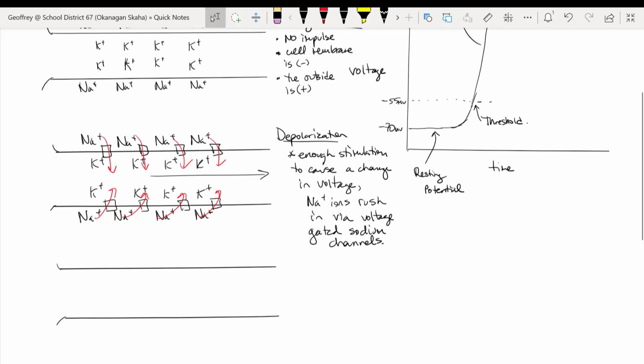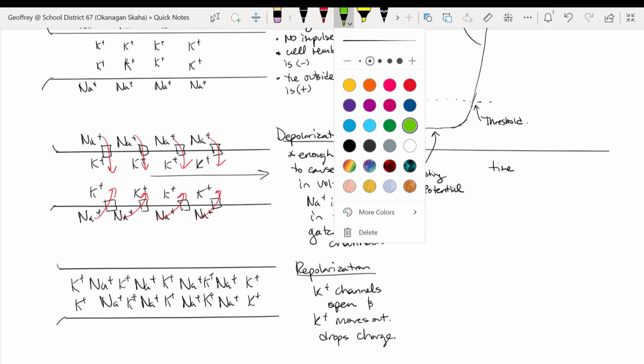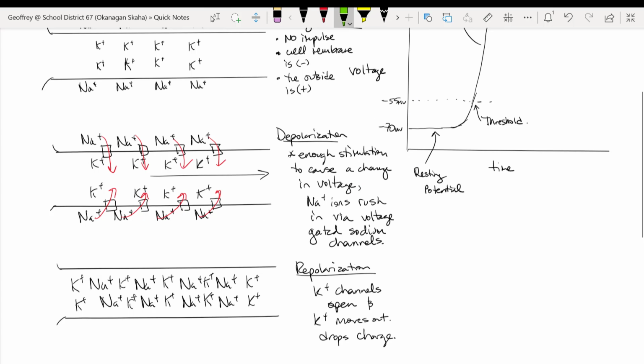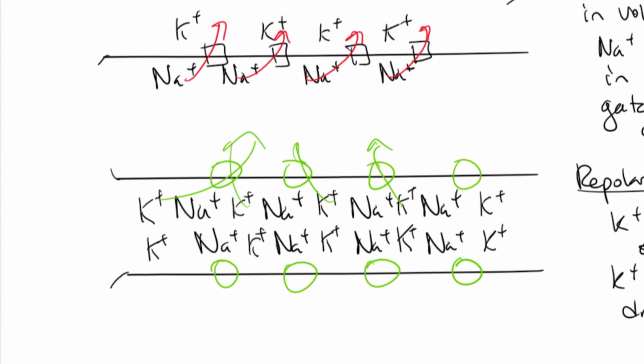And so we have our sodium and potassium inside the cell at the moment. And so now this next section is called repolarization. And this is when potassium channels open up and potassium moves out of the cell, and it drops the charge. And so what we've got is, I'm going to draw in some voltage-gated potassium channels. We'll just make those circles. And what happens is all our potassium moves out, and this changes the potential of the cell.